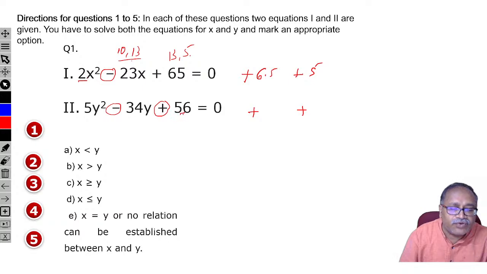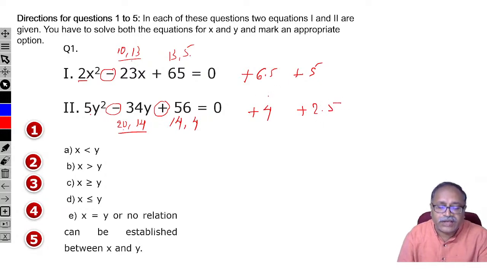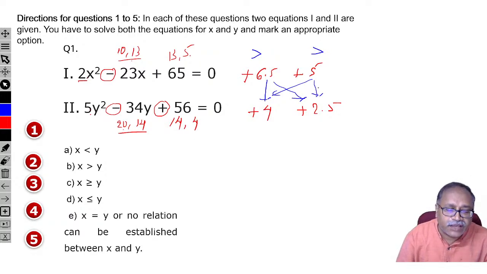Now here it could be 14/4. Can I write down 14/4? Because 4 fives are 20, and 14, I notice that this is 34. So 20 divided by 4, the bigger number should be written first. So it is 4, and 14 divided by 5, which will be 2.5. Am I right? Now when I start comparing, I notice that in both the cases the first x1 is greater. In the second case, in both the cases the x2 is greater. So I conclude that x is greater than y.